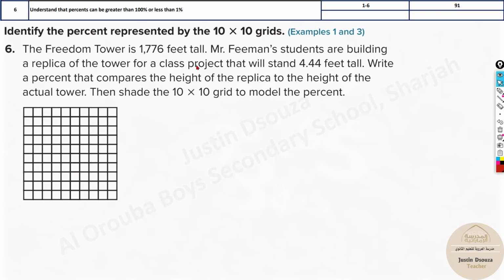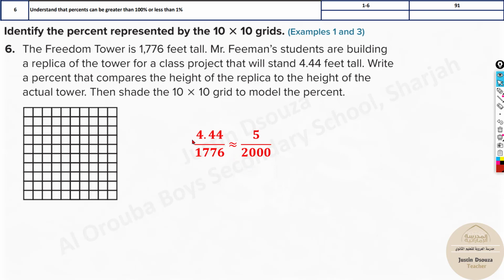Small one. First thing, let's write the percentage over here. See now, 4.4. This is what they're drawing. The original was 1,776. So obviously, it will be a smaller one. So small value divided by the big value. But now it's very hard to solve this, right? 4.4 and 1,776. It's very hard. So what you can do is you can approximate this answer.